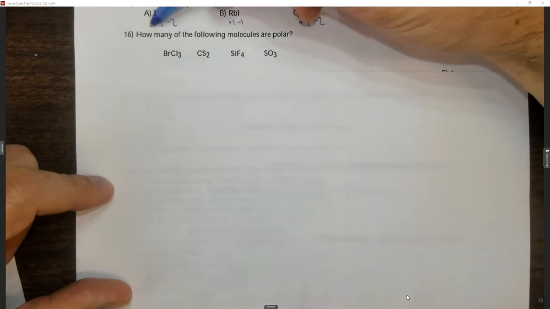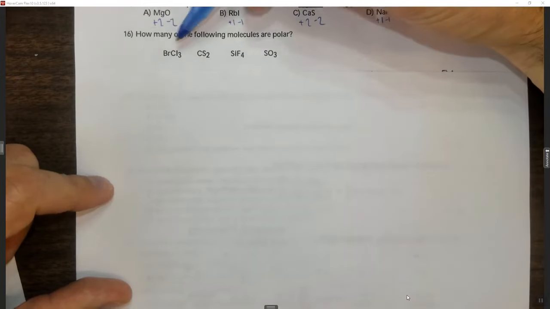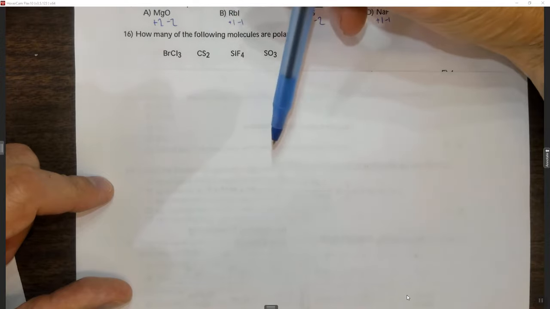Question 16 says, how many of the following molecules are polar? In order to find out if they're polar or not, we need to draw the Lewis structures. In this question, I'm going to draw all of the Lewis structures. In the subsequent questions, I'm going to refer you back to this question for how to draw the Lewis structures, or to the lecture notes where we go through how to draw Lewis structures.